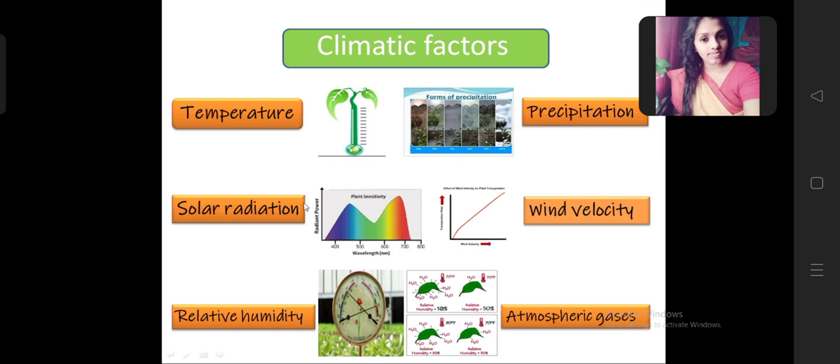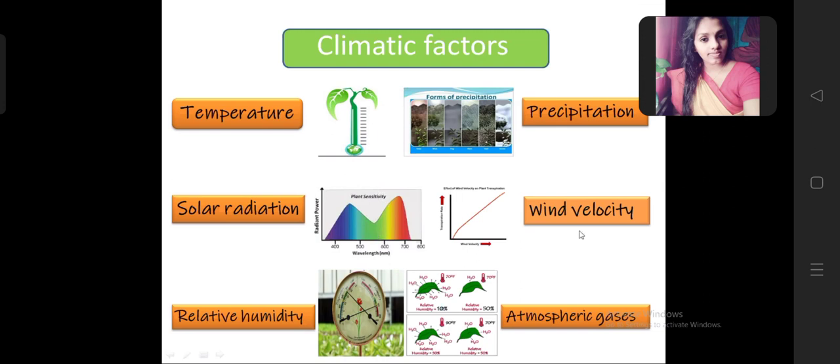Next one is solar radiation. You have to remember that the optimal solar radiation for plant growth is about 400 nanometer to 700 nanometer. In this, the most suitable one is 600 nanometer. Above this, what will happen? Red drop will happen, photosynthesis will eventually be reduced, and it will be harmful for the crop. At 600 nanometer, optimal crop production and photosynthesis take place, and the red light region is more suitable for photosynthesis.